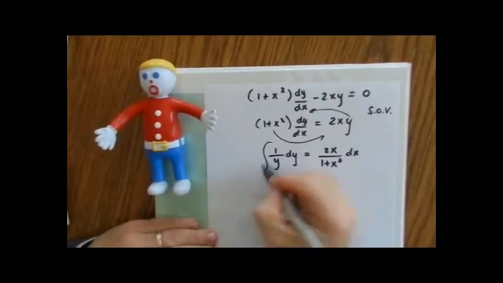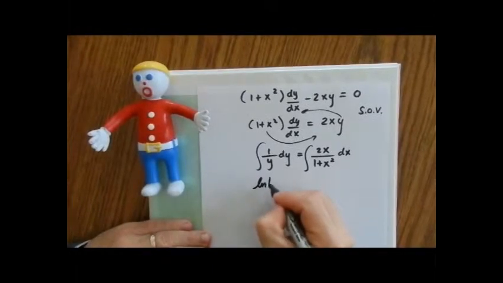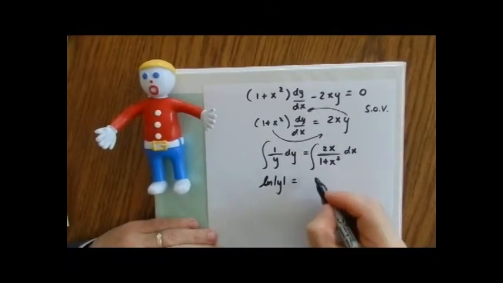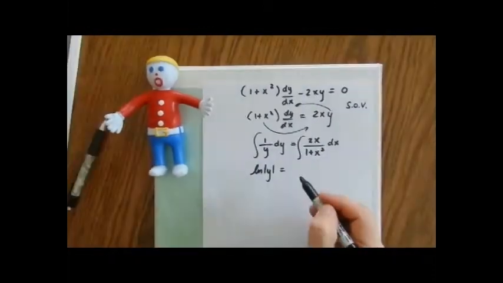Now we're ready to integrate. Just like last time, this side is going to become natural log of y plus c, which will go on the right. And this time we are going to need a u sub.